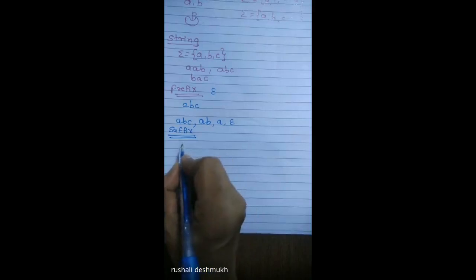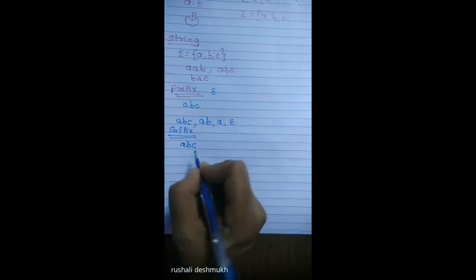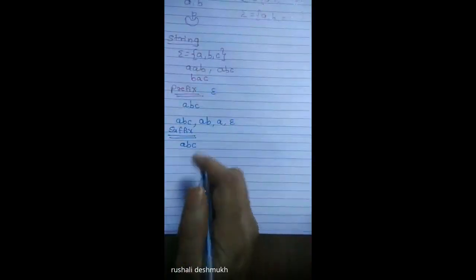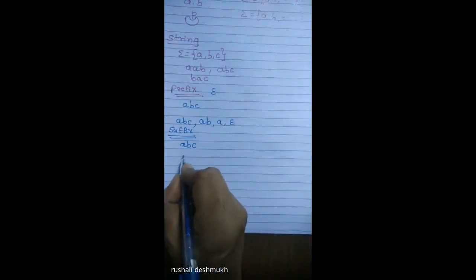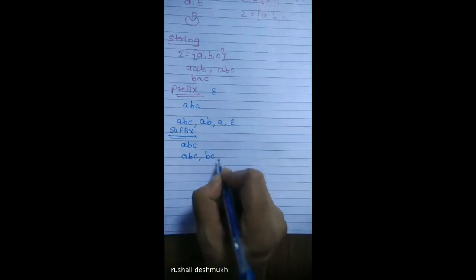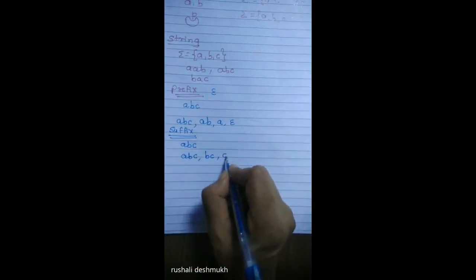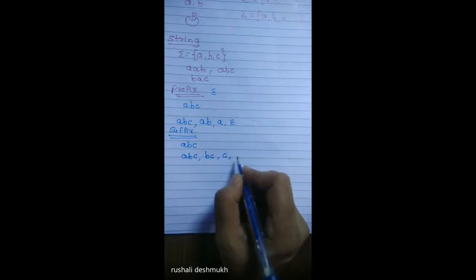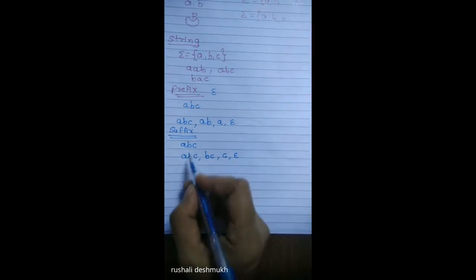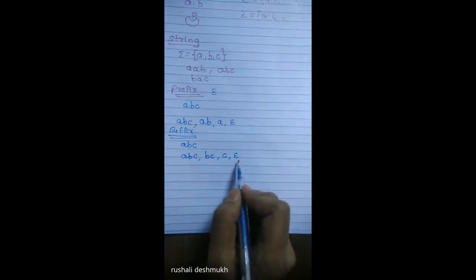So if I give again the same string, let us consider suffix. It is obtained by removing zero or more symbols from the beginning of the string S. If I remove epsilon, you will get ABC. If I remove A, you will get BC. If I remove AB, you will get C. And if I remove all the three leading symbols, then you will get epsilon. So suffixes of this string ABC are ABC, BC, C and epsilon.